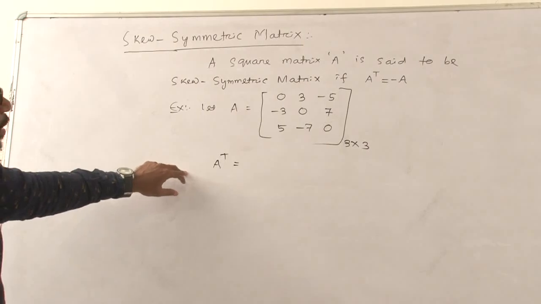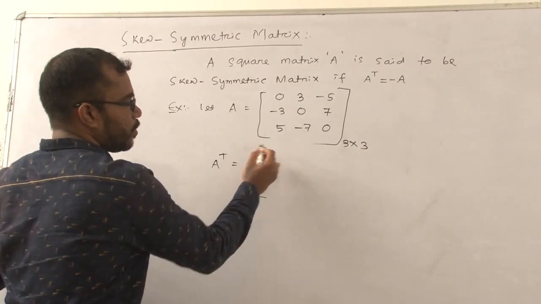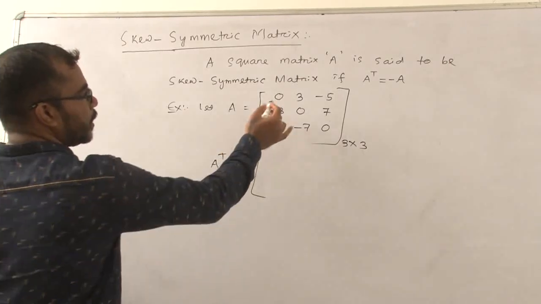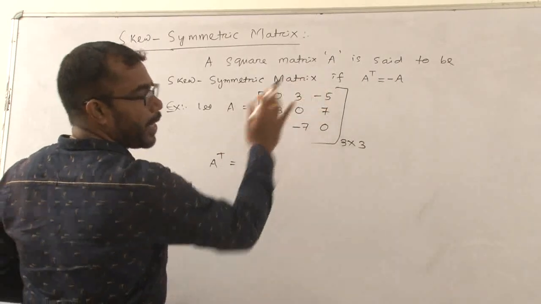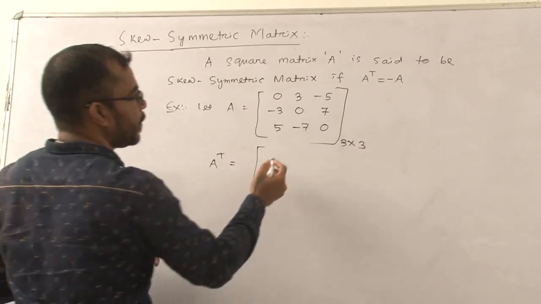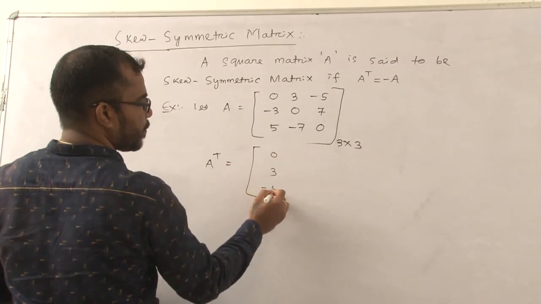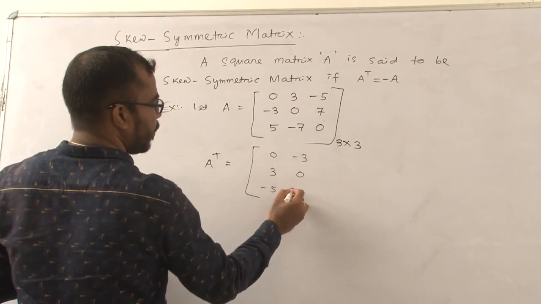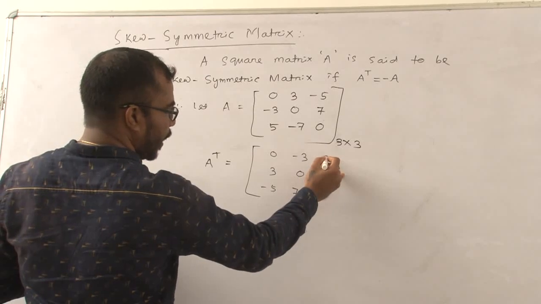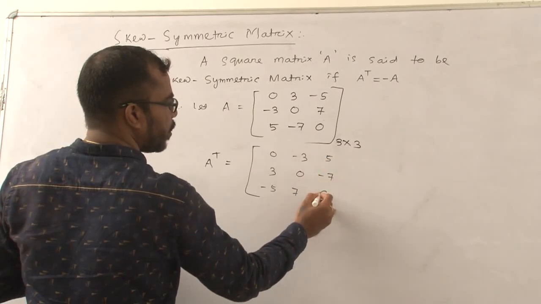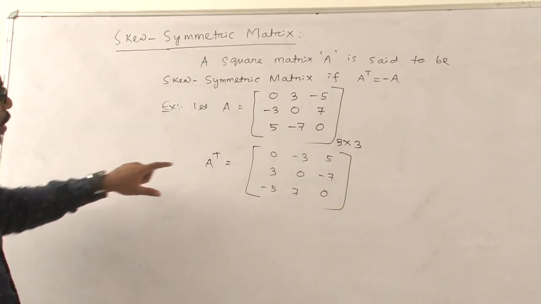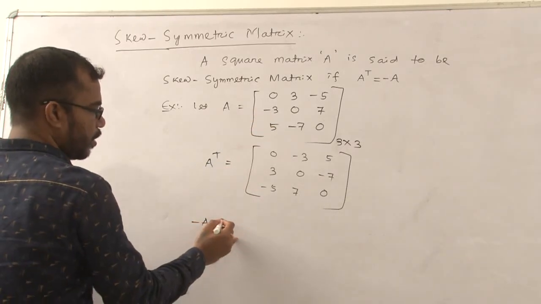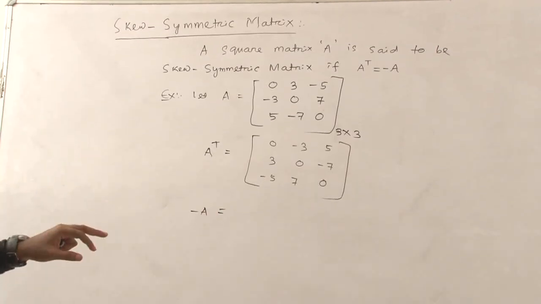Here transpose of A means changing rows into columns or columns into rows. So here the first row is 0, 3, minus 5, and it changes to the first column, that means 0, 3, minus 5, and the second row changes to the second column, that is minus 3, 0, 7. The third row changes to the third column, that is 5, minus 7, 0. So here is the transpose of A. Now we find the value of negative of A, minus of A.